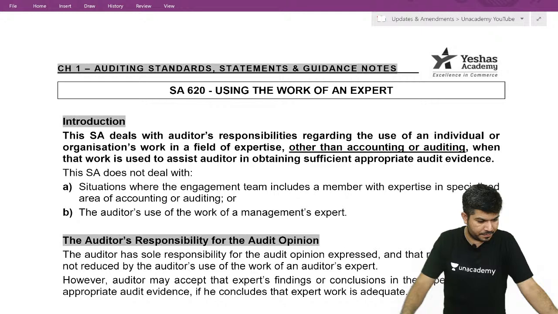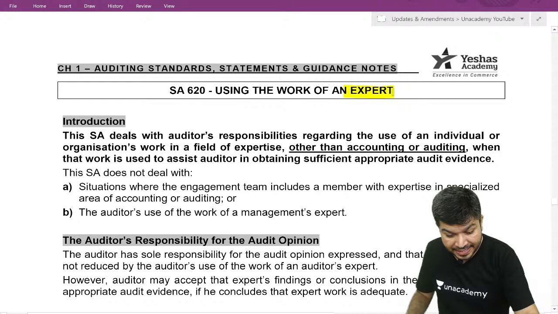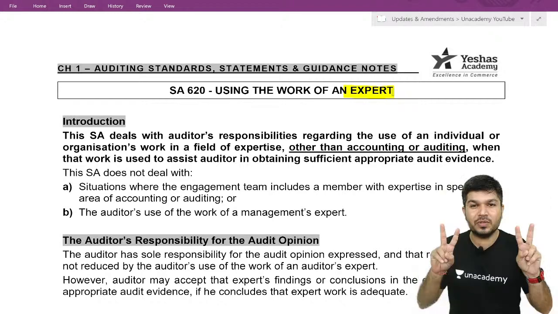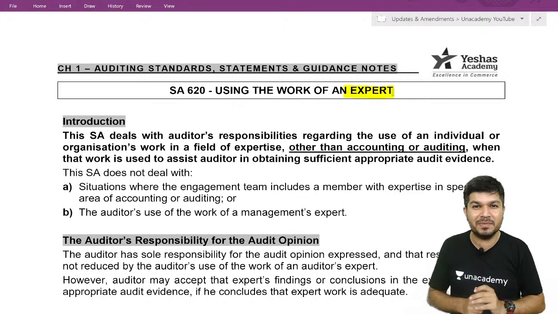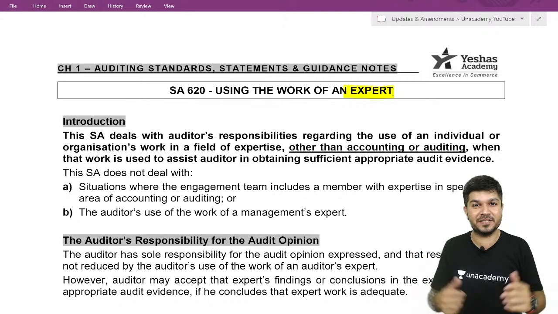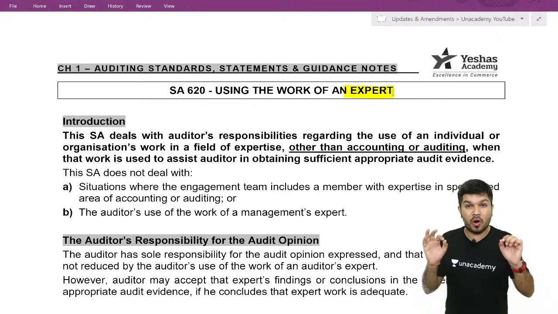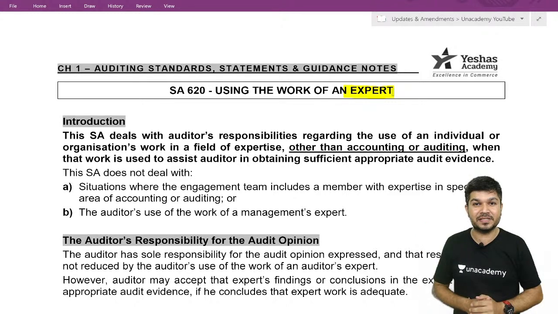Okay, thank you. Now moving ahead, it's using the work of an expert. Expert over here means auditor's expert. There can be two types of expert: management expert and auditor's expert. A management expert helps the management in preparation of the financial statements. An auditor's expert helps the auditor in obtaining sufficient appropriate audit evidence.